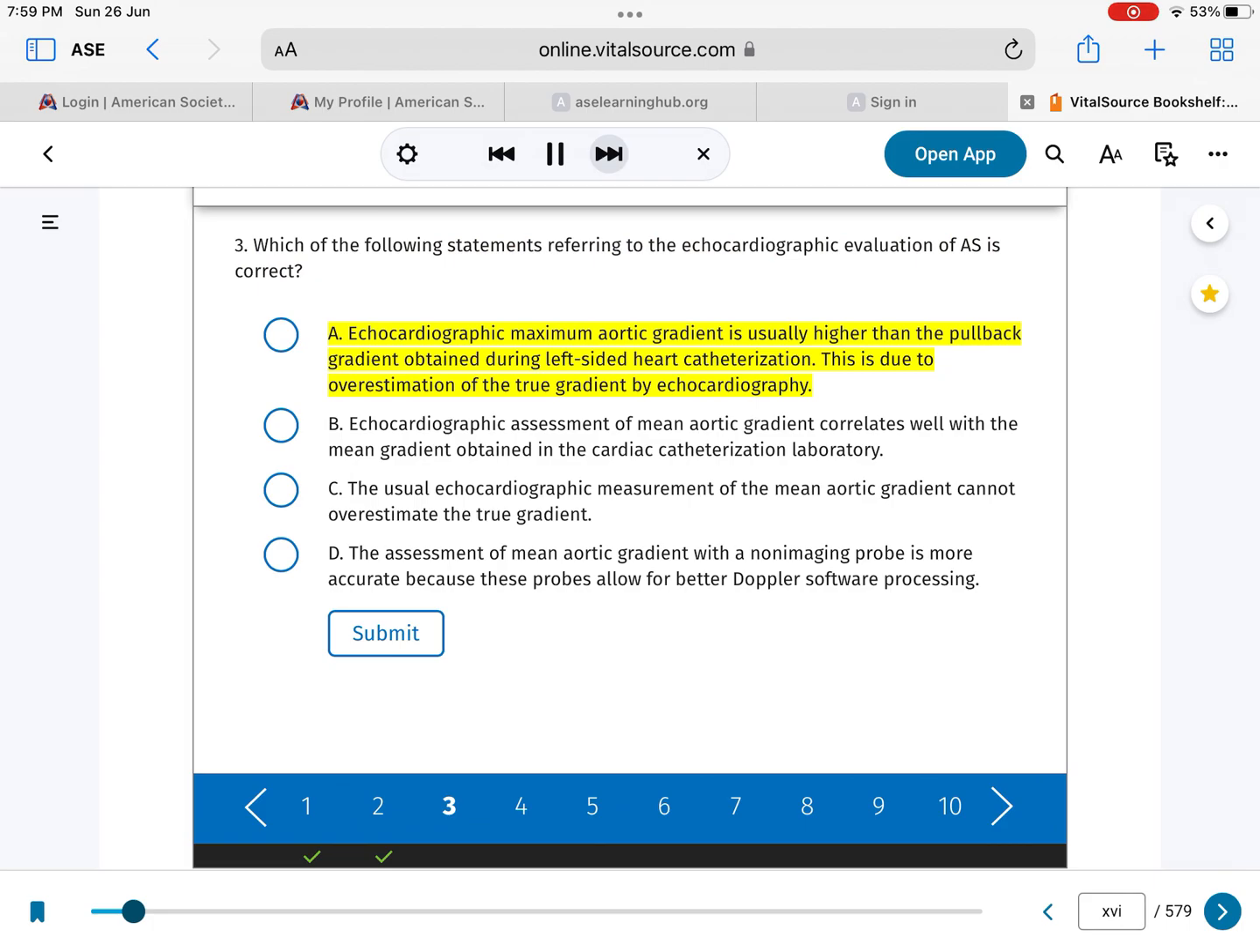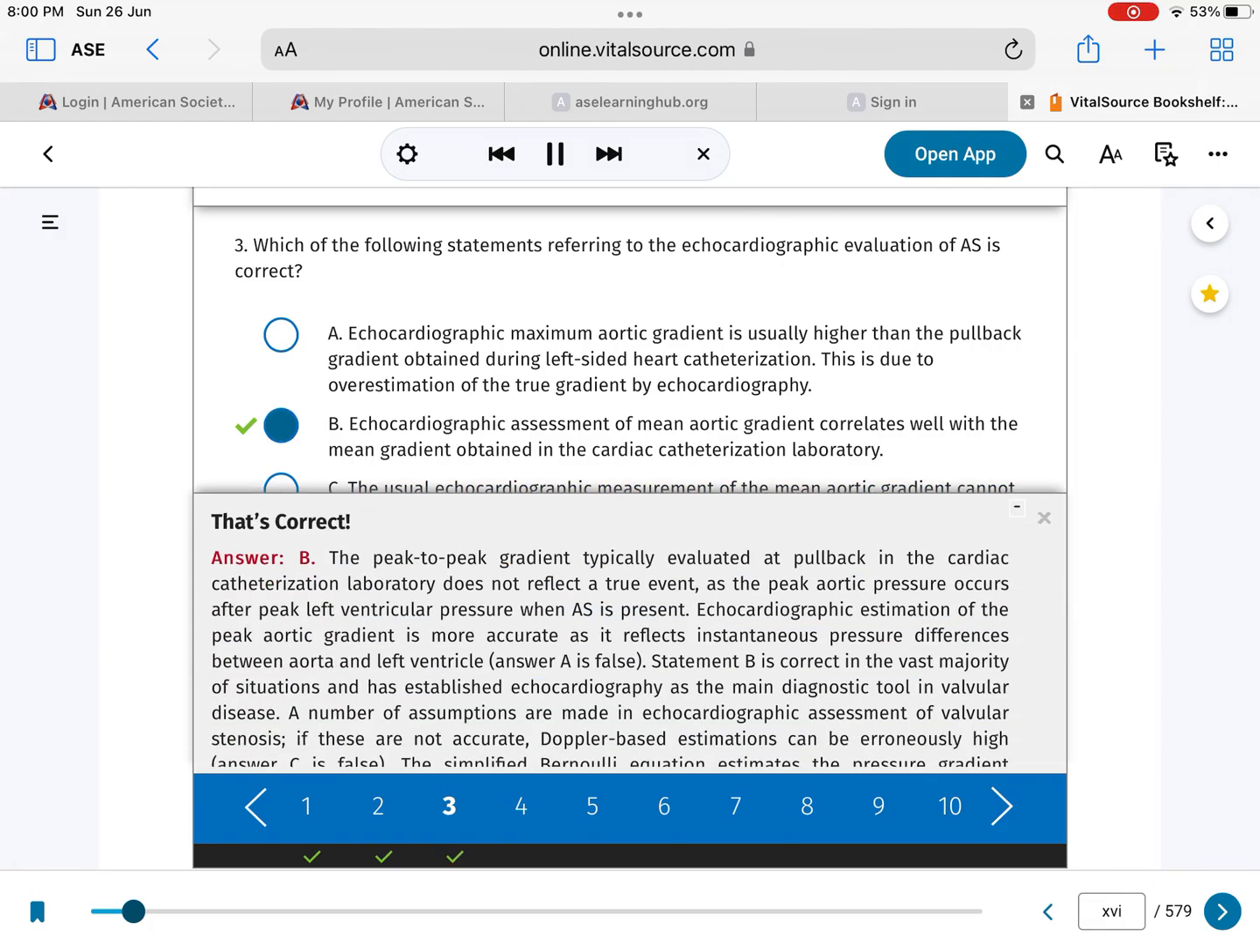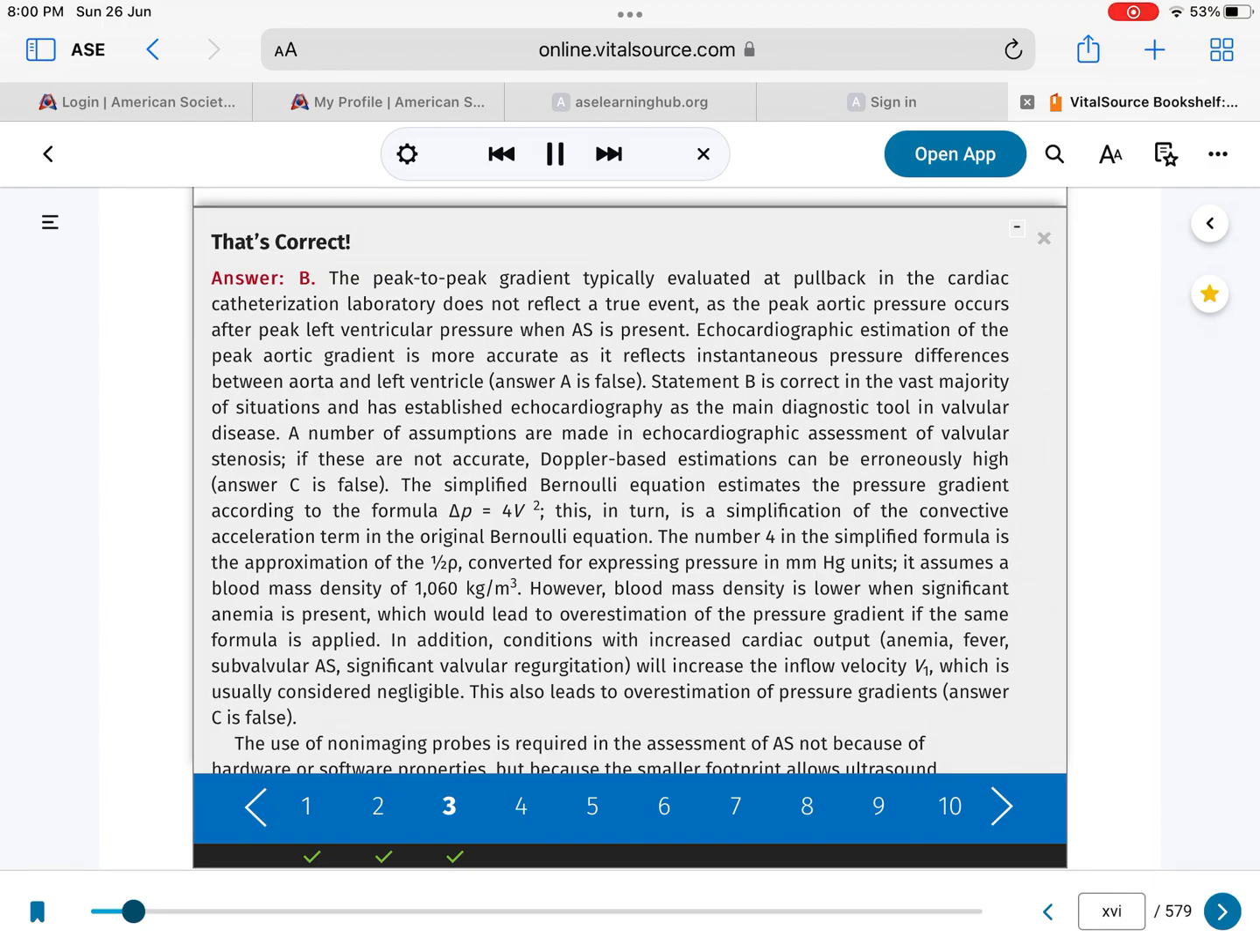Question 3. Which of the following statements referring to the echocardiographic evaluation of AS is correct? A. Echocardiographic maximum aortic gradient is usually higher than the pullback gradient obtained during left-sided heart catheterization. This is due to overestimation of the true gradient by echocardiography. B. Echocardiographic assessment of mean aortic gradient correlates well with the mean gradient obtained in the cardiac catheterization laboratory. C. The usual echocardiographic measurement of the mean aortic gradient cannot overestimate the true gradient. D. The assessment of mean aortic gradient with a non-imaging probe is more accurate because these probes allow for better Doppler software processing.